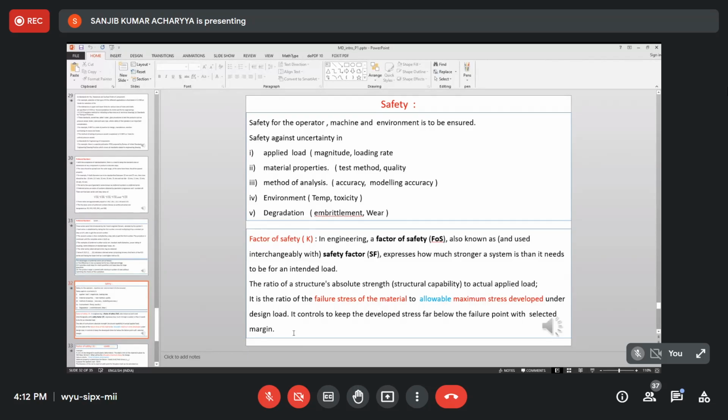While designing, you have calculated the stress using some strength of material formula, which is not exactly correct, which is approximate. During the modeling, you have simplified the material model. So the method of analysis contains uncertainty. Uncertainty due to environment, temperature, toxicity. And also in course of time, material property can be degraded. So as there are a lot of uncertainties, there should be some safety margin used by the designer to ensure the safety. Isn't it?